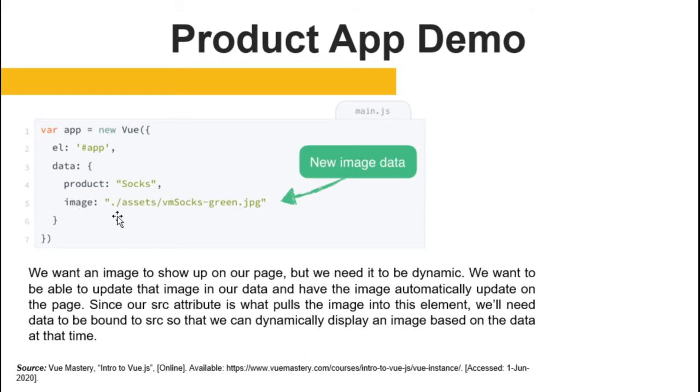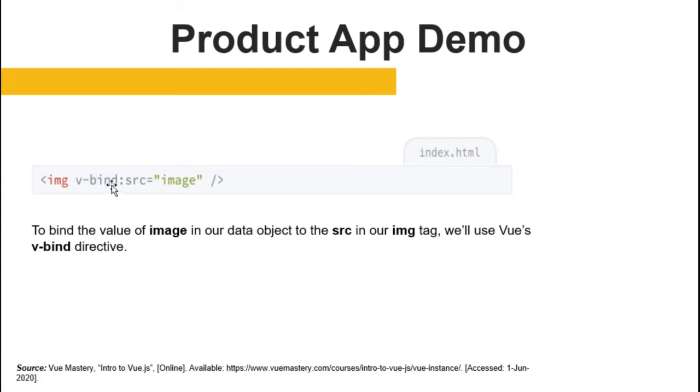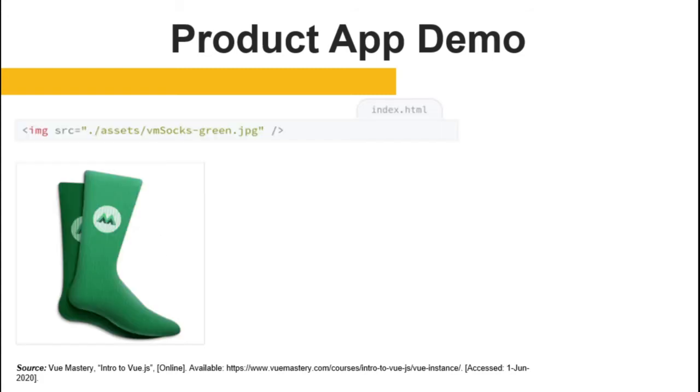So what will happen is the value of this will be interpolated. Again, we will not do interpolation using the mustache syntax because we are using a directive. When you are using a directive, there is no need to put mustache binding. Okay, so that's the idea. So to bind the value of image in our data object to the src in our image tag, we'll use the v-bind directive. Now if we execute the program, this should be our output.